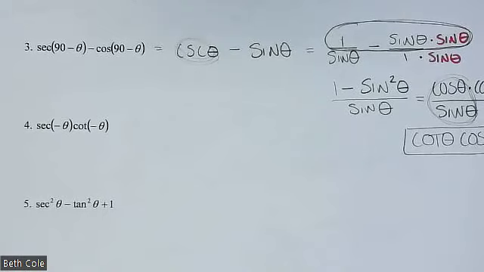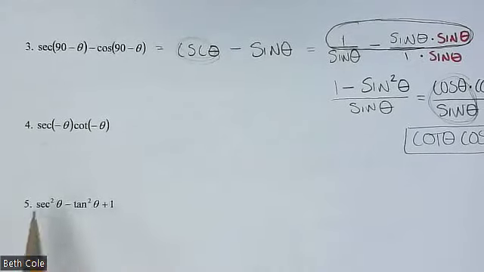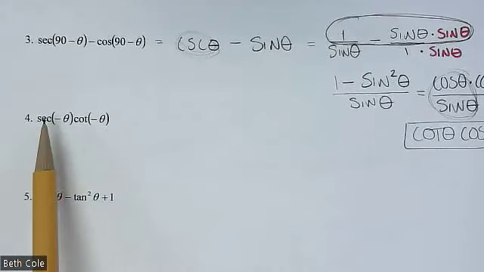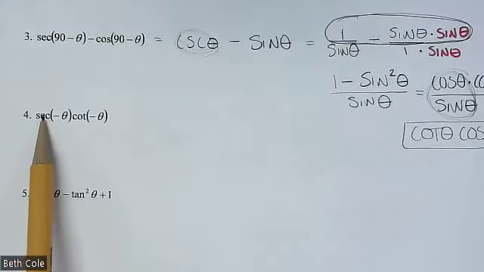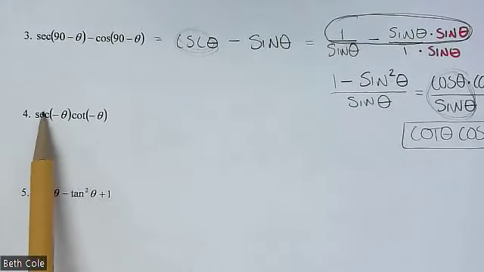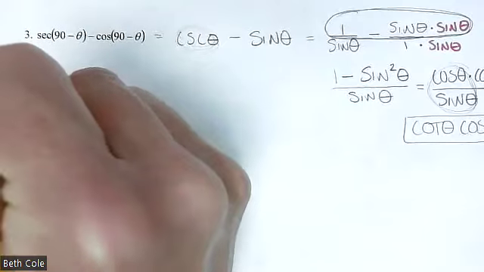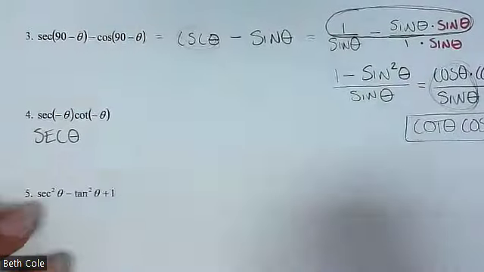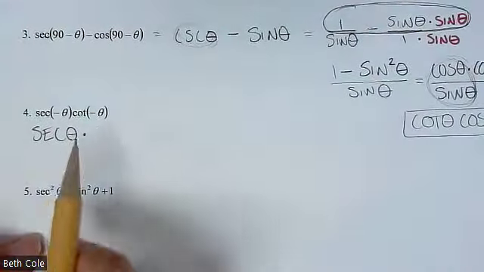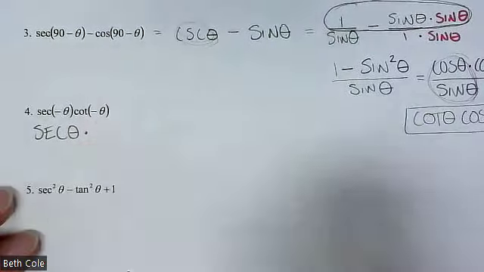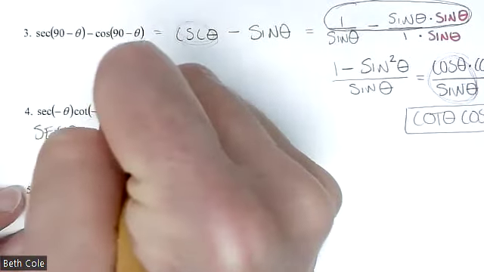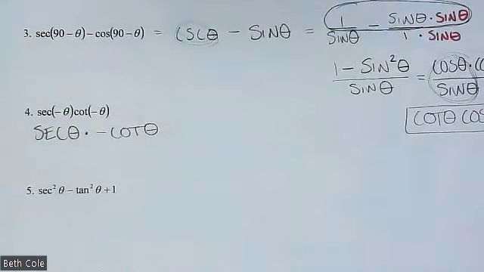Do you see how those have negatives? That means even or odd. The even ones turn positive, the odd ones turn negative. So is secant even or odd? Secant is even, so that one's going to turn positive. It's going to just be secant of theta. Times, so put a little dot. Cotangent is negative. Negative cotangent of theta, because it's odd. That one's going to stay negative.